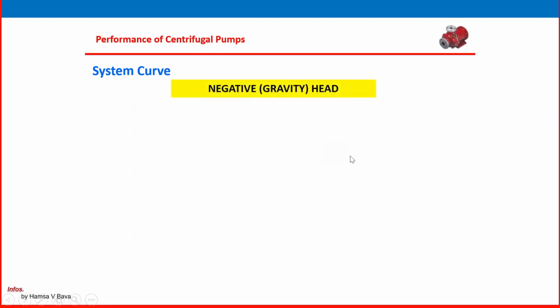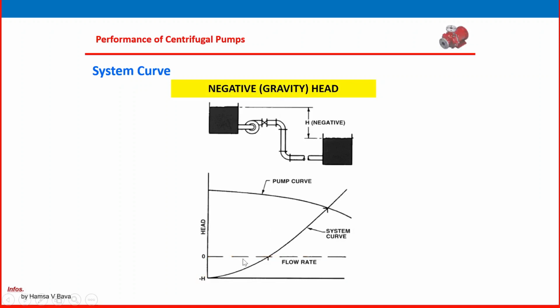Now another one is a negative gravity head. In the negative case, this is the difference between the system curve and the flow rate, starting from much below the zero point. A negative head is created.